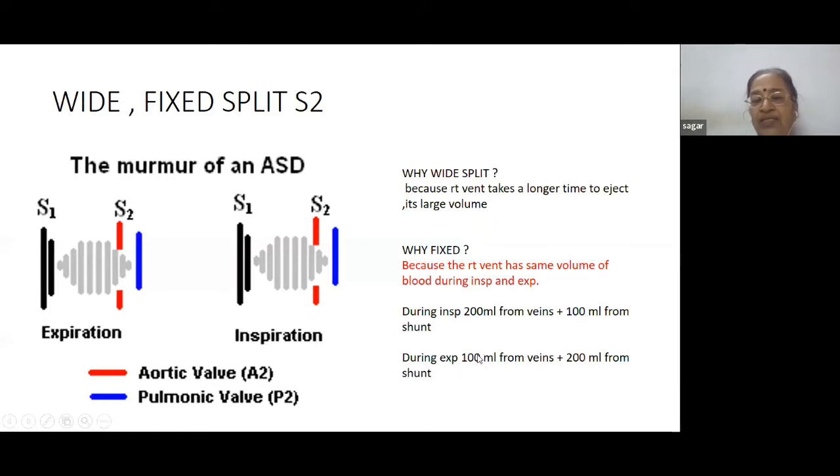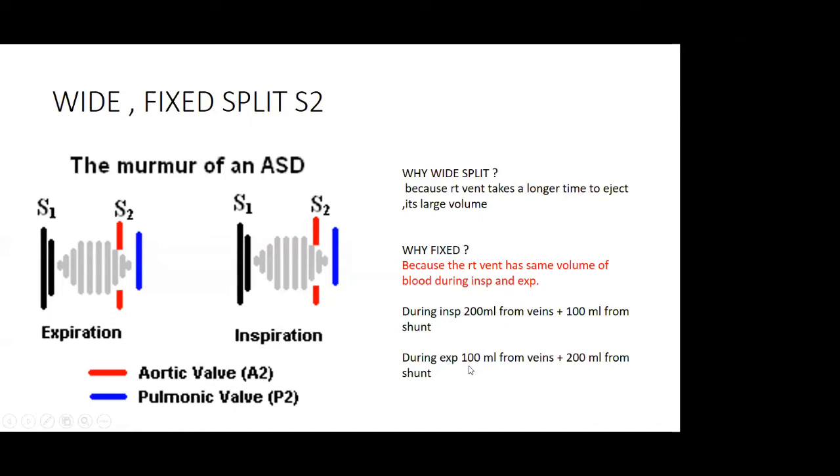During expiration, let's say the veins do not give 200 ml, but they give 100 ml. Then what happens? The 200 ml will start coming from the shunt because the amount of pressure on the right side is less. So shunt becomes more. So ultimately, the total of the blood in the RV.